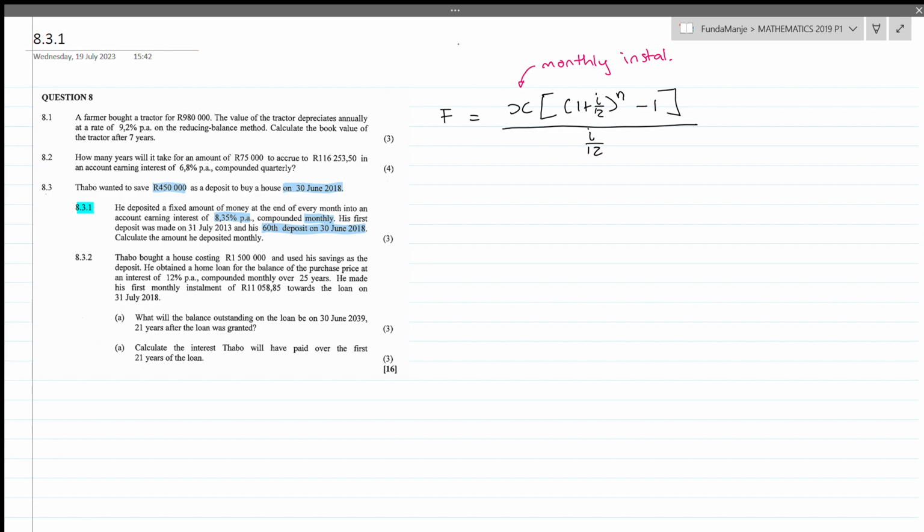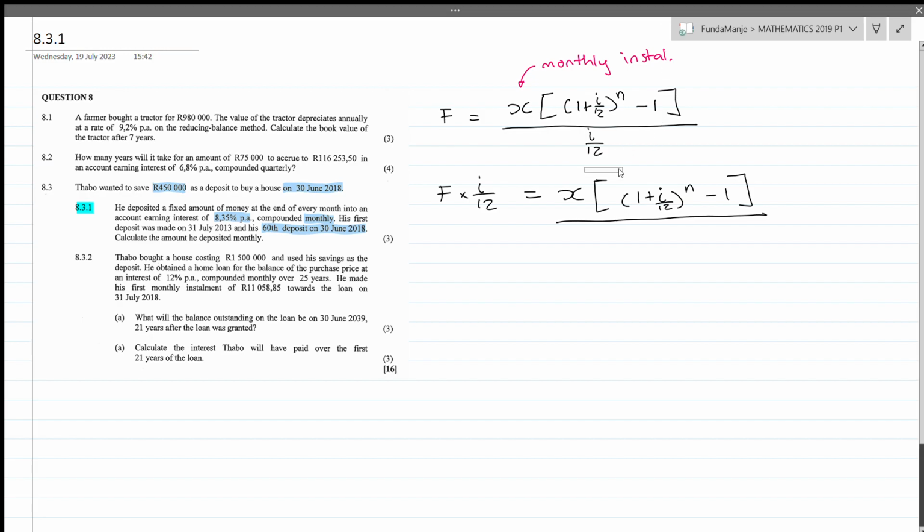So what we want to do is multiply both sides by i over 12. That will give us F times i over 12 on this side, which is equal to X and this whole bracket of 1 plus i over 12 to the power of n minus 1, close bracket. And then we can divide by this whole entire bracket that we have over here, which will make it easier to then solve the problem.